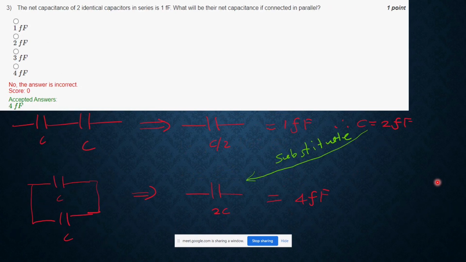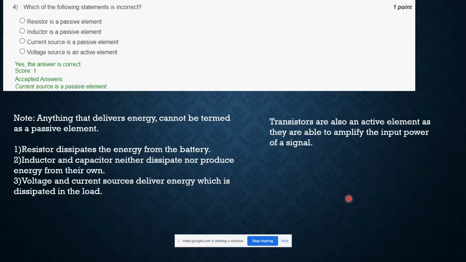Now moving to the third question, the net capacitance. You were given two series capacitances, and the equivalent capacitance of the arrangement in the first diagram was given as 1 femtofarad. As you know, two equal capacitors placed in series give C by 2, so C is 2 femtofarad. When the same two capacitors are placed in parallel, their net equivalent capacitance becomes 2C. Since C is 2 femto, the equivalent capacitance automatically becomes 4 femtofarad. Again, this was a very easy question.